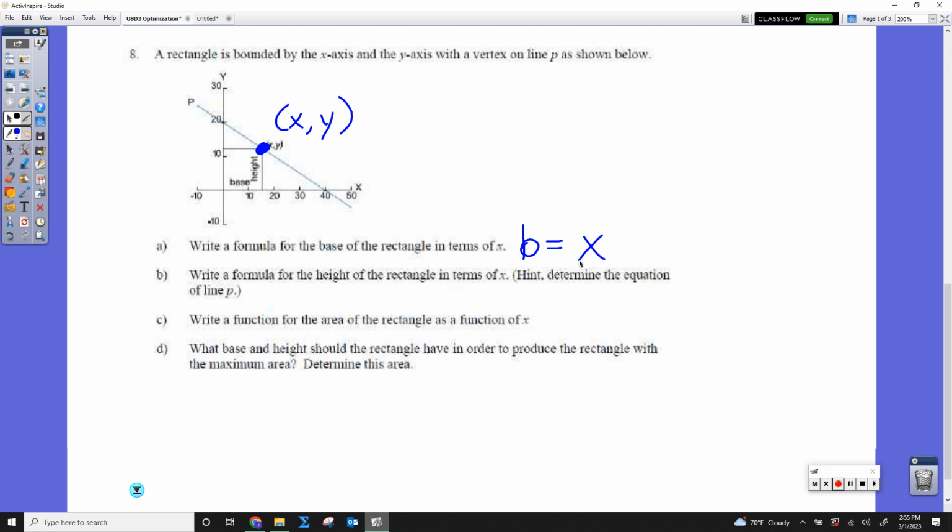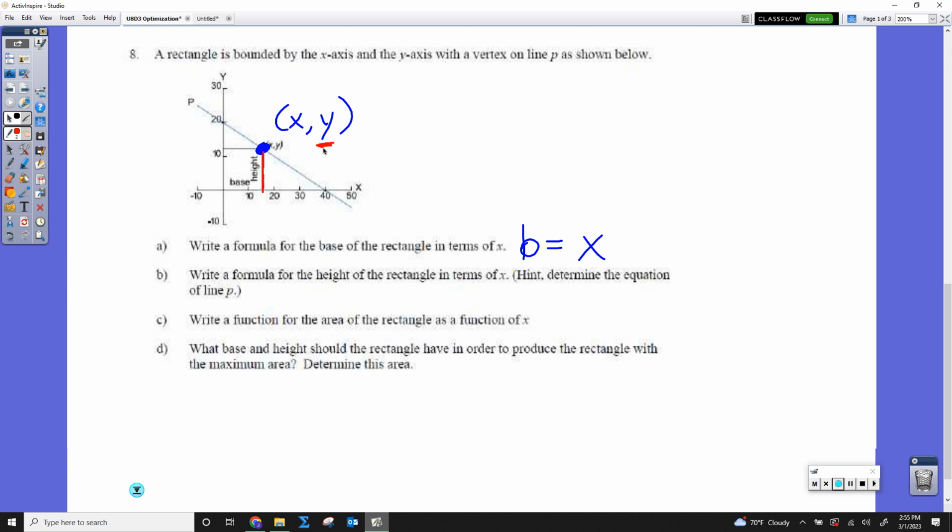Okay, so part B, write a formula for the height of the rectangle in terms of x. Okay, so our height, this is the part where people kind of get hung up sometimes. The height of a rectangle, I'm going to highlight it, it's right here in red. It's even indicated on our diagram. Well, that would be the y-coordinate. Right?